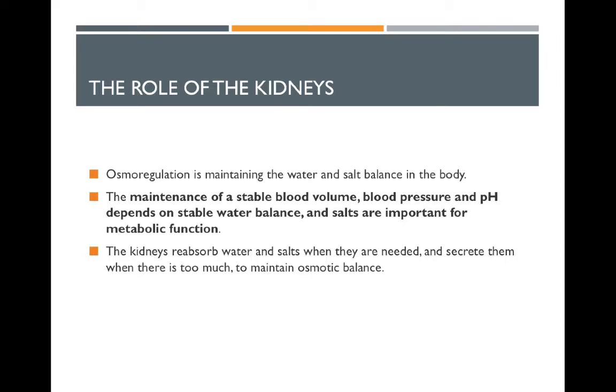Osmoregulation helps us to be able to maintain a stable blood volume, a stable blood pressure, and a stable pH in our bodies. So three different areas for homeostasis to be occurring. They all depend on a stable water balance as well as a stable salt balance for our metabolism to work. So the kidneys reabsorb water and salts when they're needed, but when we've got too much of them, they secrete them and get rid of them, and that's what helps us maintain this osmotic balance.